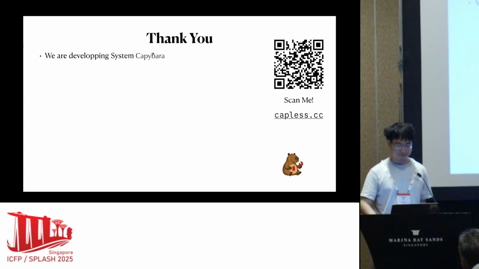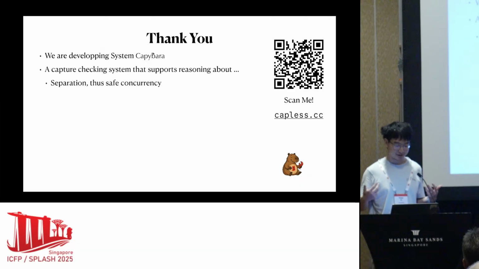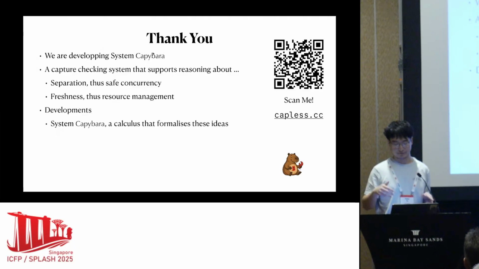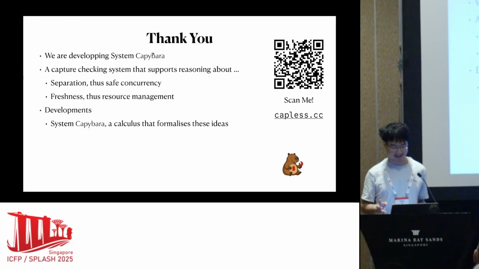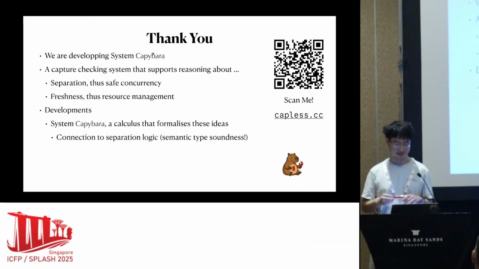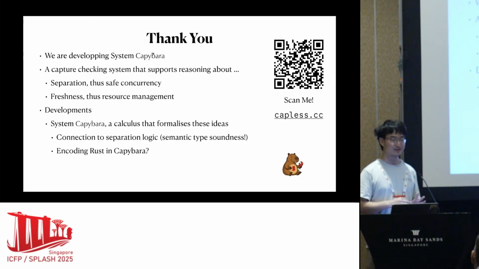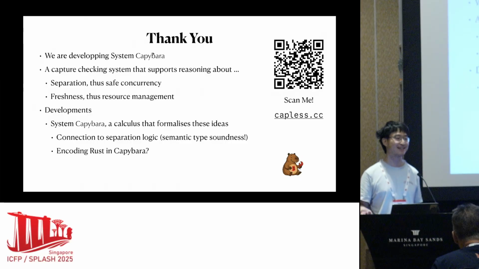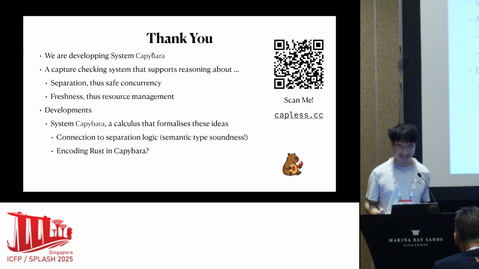So now we are developing the system, and it reasons about separation and freshness, and the current developments are the formal calculus that is formalizing these ideas. We hope to establish some connection to separation logic. Therefore, we want to do some semantic type soundness. And maybe we can encode Rust in Capybara because we can reason about these things, and maybe we can have a type system for Rust that is much better than Oxide or featherweight Rust.